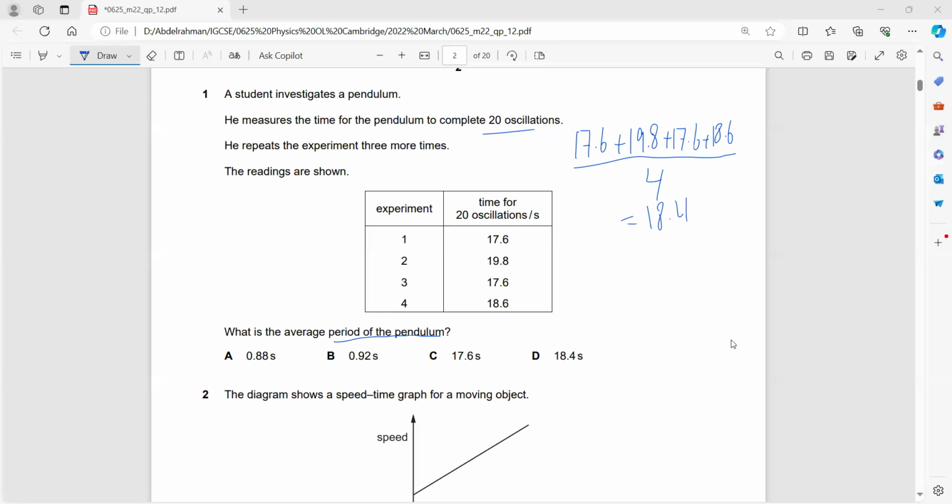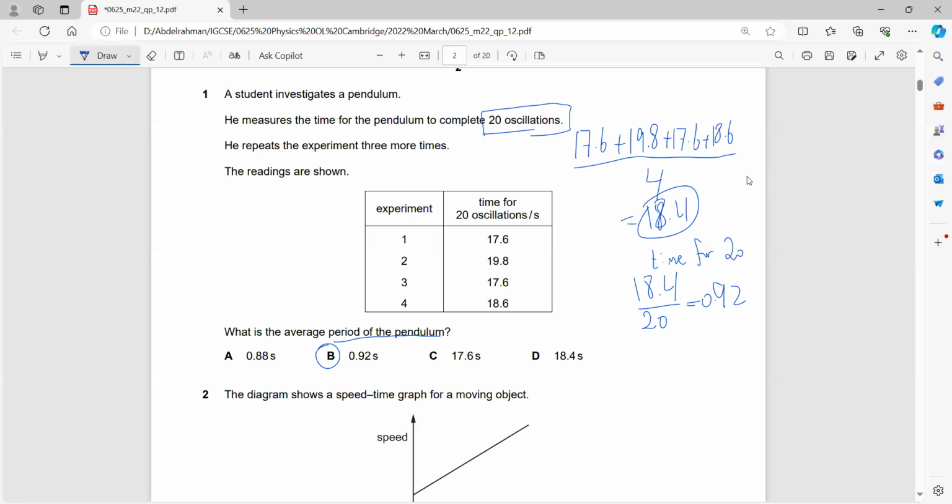No, it's not the final answer. Why? Because this is the time, okay, time for what? For 20 oscillations. And the period is not the time for 20 oscillations. Actually, the period is the time for only one oscillation. How can I find the period of only one oscillation? Very simply, all I need to do is divide by 20. 18.4 divided by 20 would be 0.92.